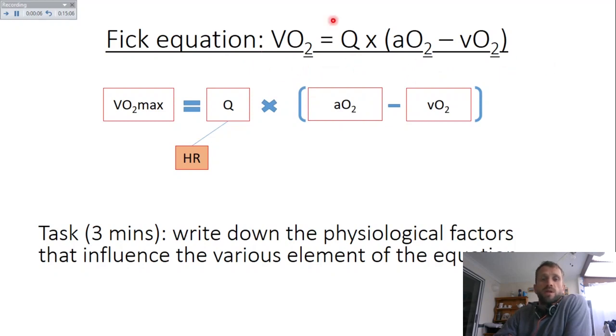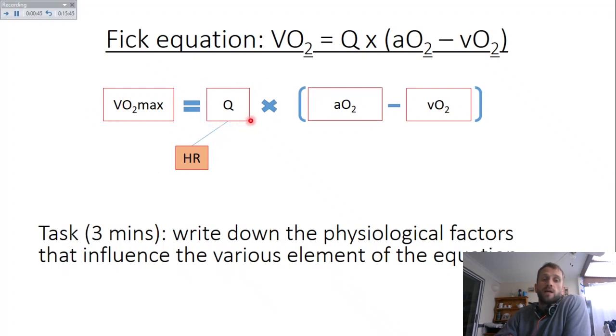The Fick equation is simply VO2, the volume of oxygen consumed per minute, equal to Q, cardiac output, how much blood is pumped from the heart each minute, times the difference between arterial and venous O2 levels. One reason this is helpful is that we can start to think about how manipulations of each of these elements are likely to have an impact on VO2 max.